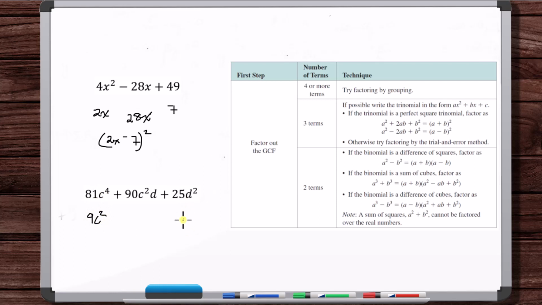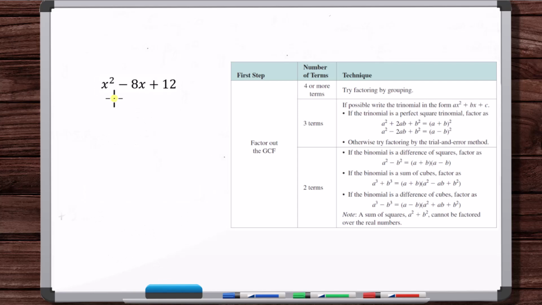9c squared. What is the square root of this? 5d. 2 times 5 is 10. 10 times 9 is 90. 90c squared d. That matches this. It's a plus here, so you put 9c squared plus 5d squared. Since this is a plus, you put a plus here.